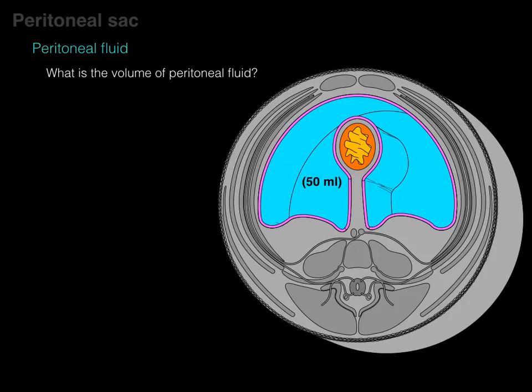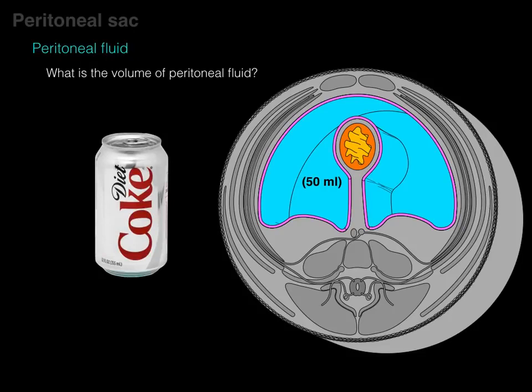So most of this peritoneal space, or the peritoneal cavity, is actually really small, and there's only a little bit of fluid. So how much is it? Well, think of a can of Diet Coke. That's about it. 50 milliliters, or 1.7 fluid ounces, of a can of Diet Coke.